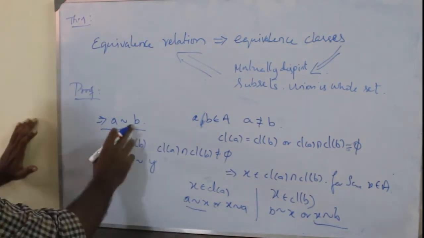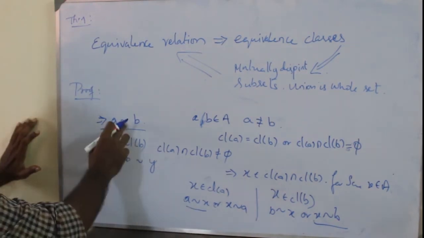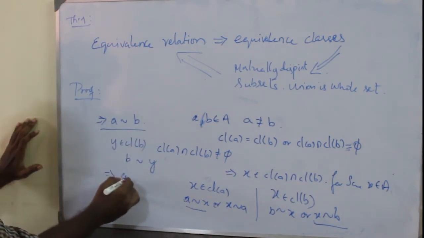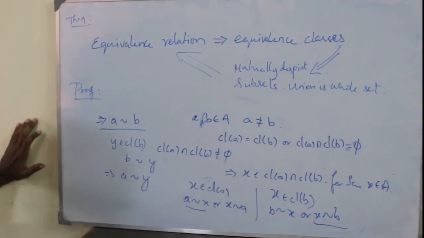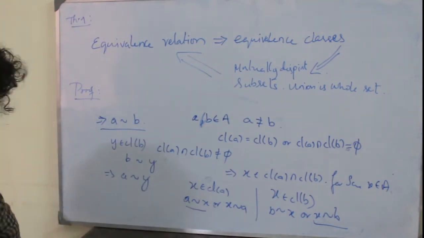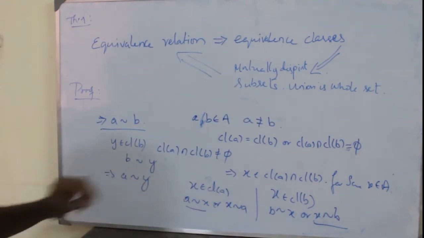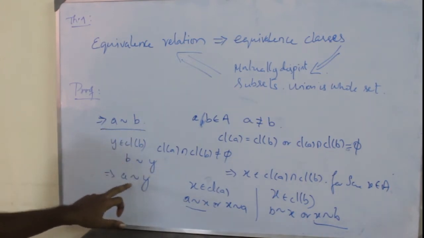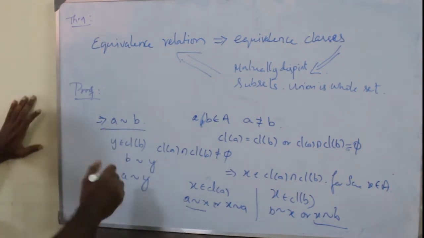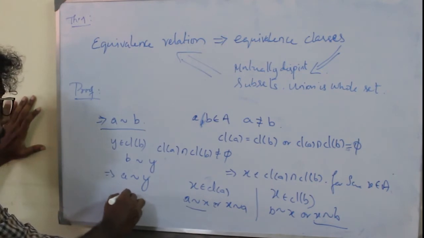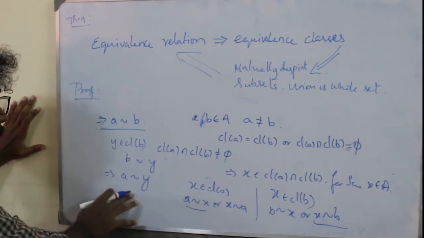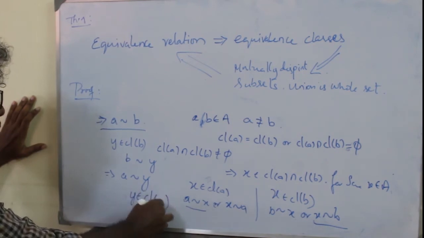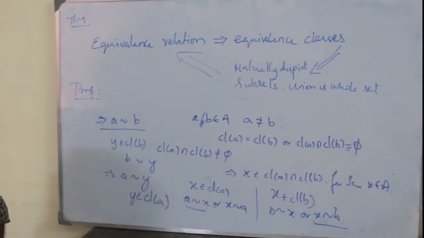Now if we compare these two and combine them, what happens? If you combine this and this, it implies A is related to Y. By transitivity, A is related to B, B is related to Y. Therefore, A is related to Y. Therefore, Y belongs to Cl of A.